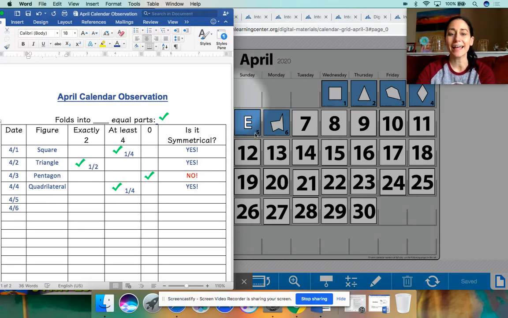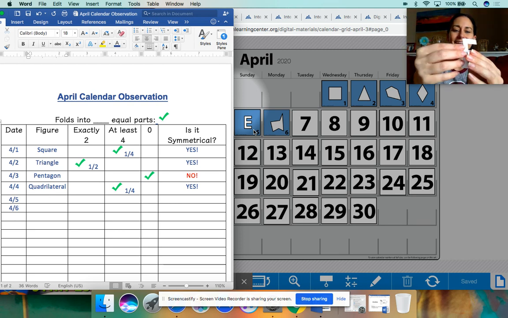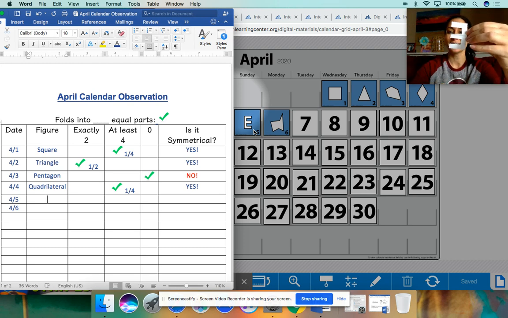Okay, now we can look at the 5th, and if you notice there, we actually have a letter. We have the letter E. I'm going to hold mine up for you there. And if we try to fold it like this, it's not going to be into even parts. You can tell it's not the same. So we're not going to fold it that way. But if you fold it from top to bottom, we can actually fold it in half perfectly even. So it will be symmetrical.